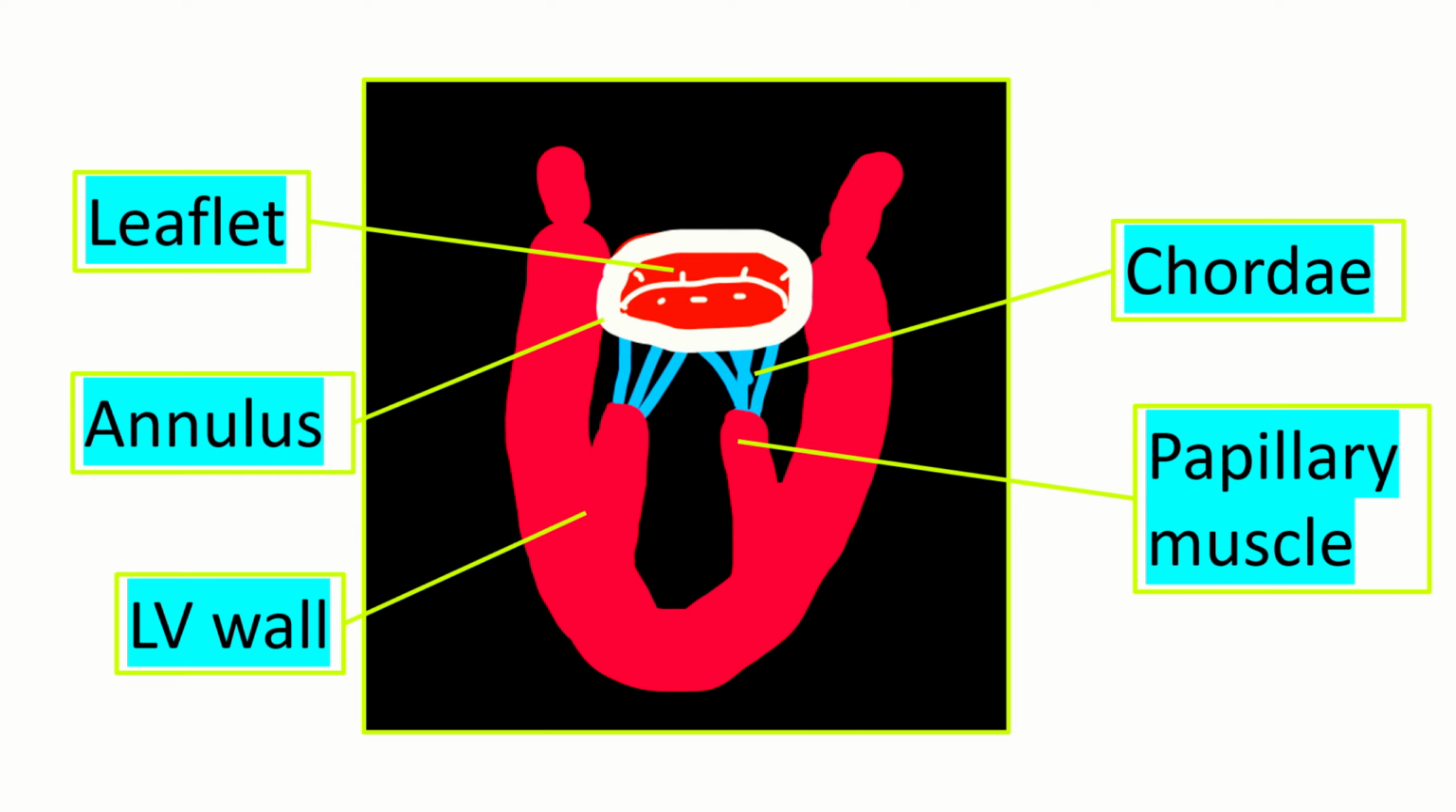Because papillary muscles connect directly to the left ventricular wall, any geometric change in the left ventricular shape can change the axial relationship of the chordae and leaflets, resulting in poor leaflet coaptation.